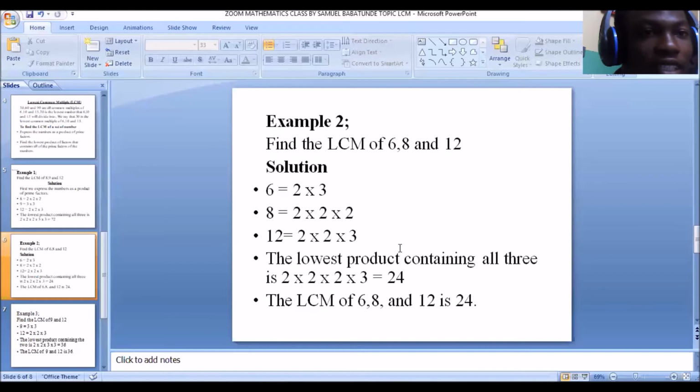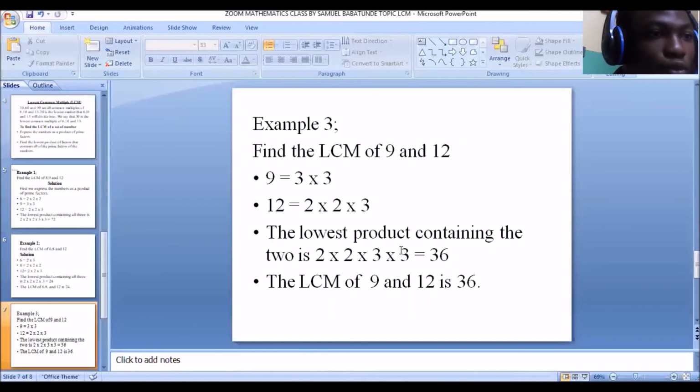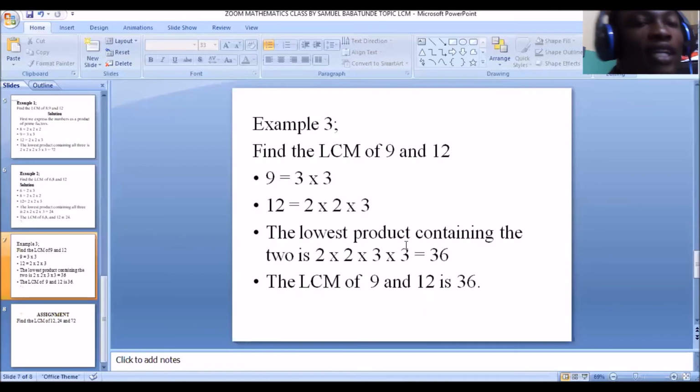Now move to the next example, which I believe is the last example. Now example 3 says, find the LCM of 9 and 12. Like we say, we have to express them as a product of their prime factors.